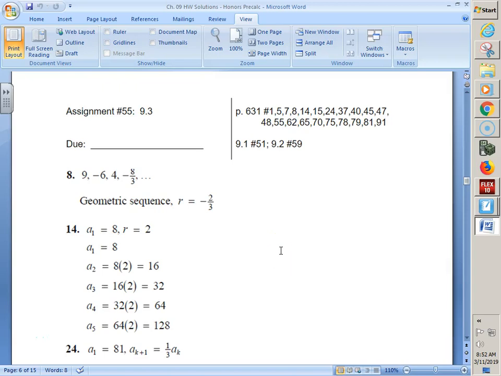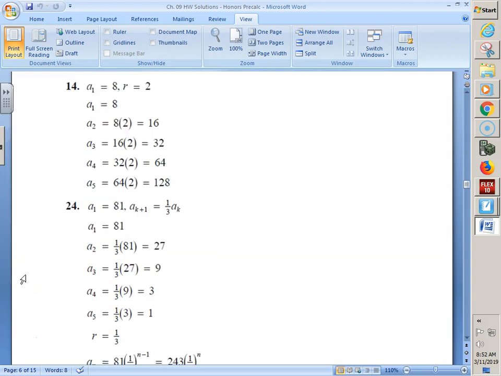Thirds. Do you guys see that the sign was going back and forth and back and forth? We call it alternating, and it was going down. But if you set up the ratios, no problem. Number 14, you were finding the first 5 terms. Boom, boom, boom, boom, boom.